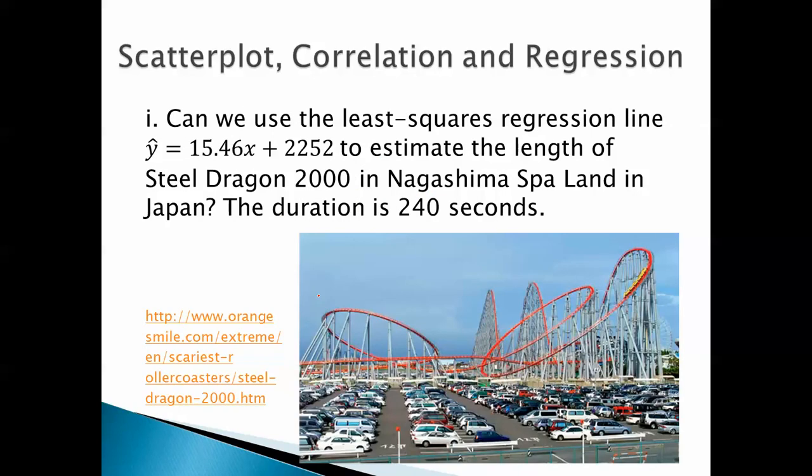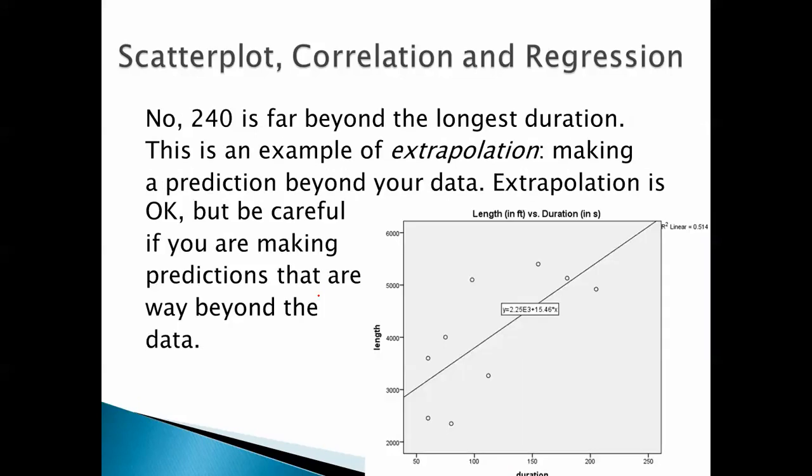Can we use the least squares regression line, y hat equals 15.46x plus 2252, to estimate the length of Steel Dragon 2000 in Nagashima Spa Land in Japan? The duration is 240 seconds, 4 whole minutes. No, 240 is far beyond the longest duration. This is an example of extrapolation, making a prediction beyond your data.